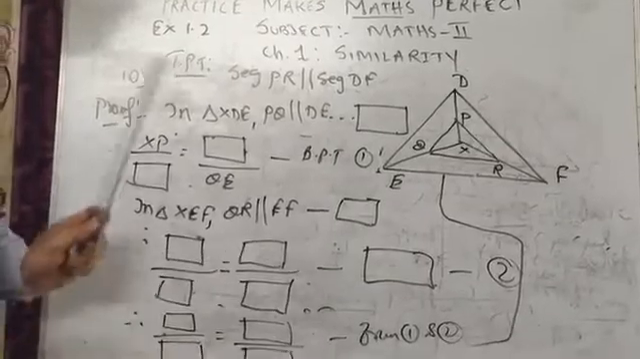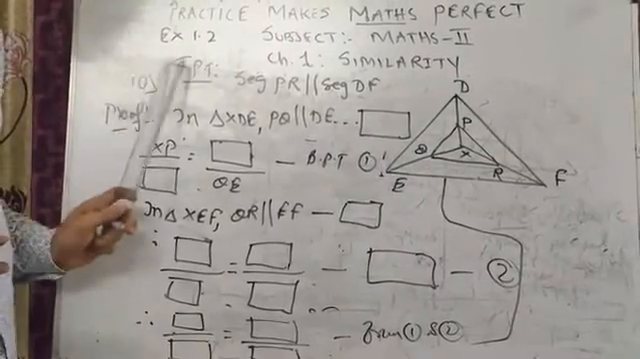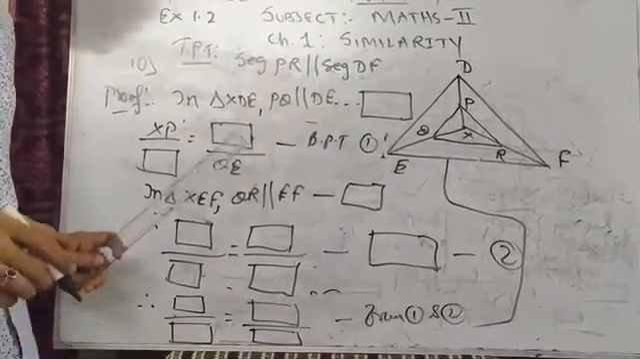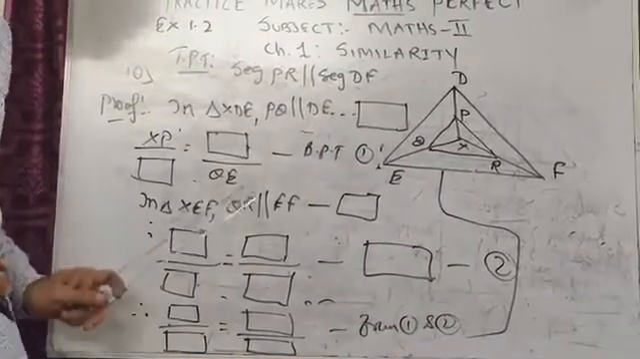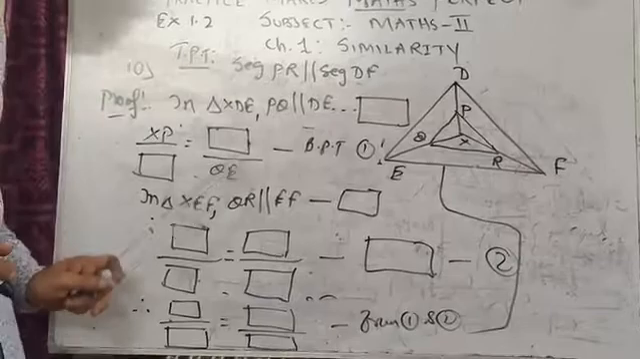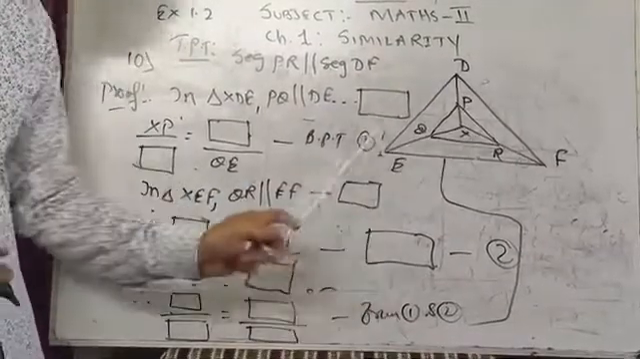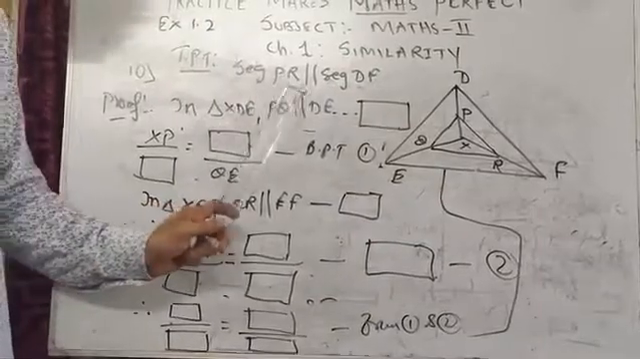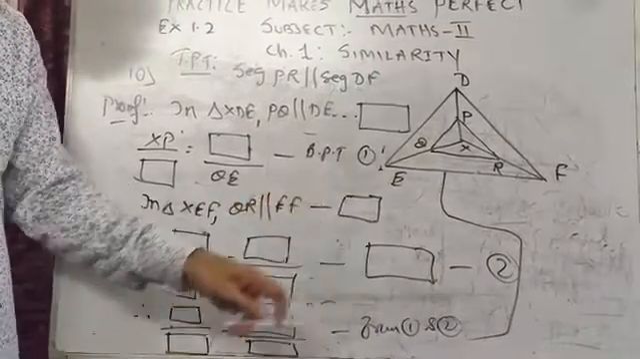Okay, now come to exercise 1.2, sum number 10. This is an activity sum. This sum has come in the 2020 board exam. This is a very easy sum and a very important sum. Now you can see the diagram is given to you. We have to fill the boxes, the activity boxes. So here we have to prove that seg PR is parallel to seg DF.